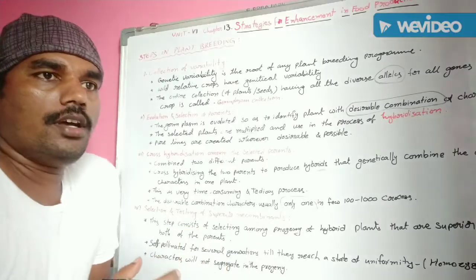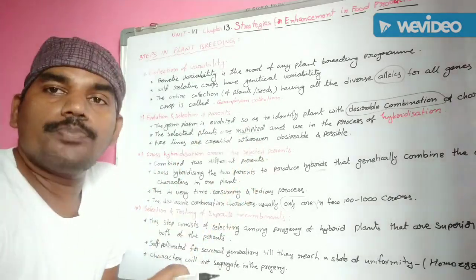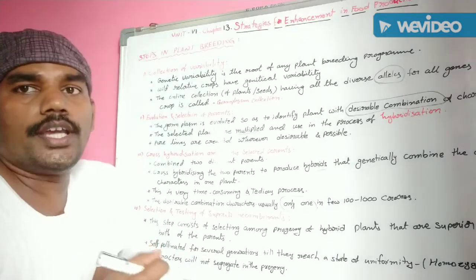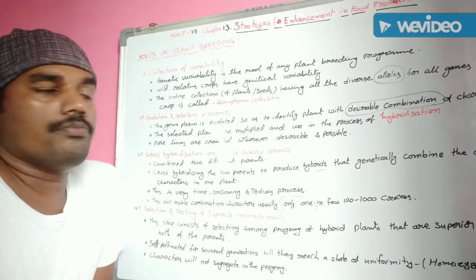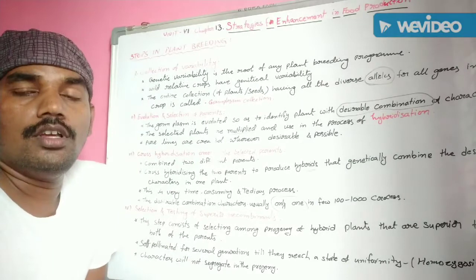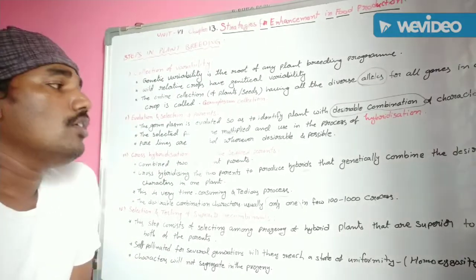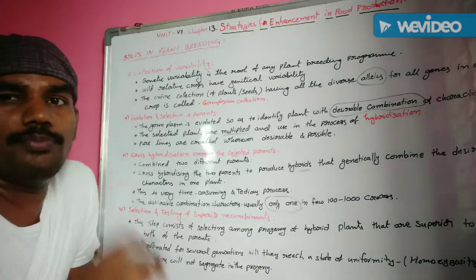Third step in the plant breeding steps, cross hybridization among the selected parents. Okay, you already selected some desirable character containing parental plants, and also hybridization process you are already multiplied. With help of the hybridization, you are multiplied the step of selected parental plants. Okay, in this third step you are cross hybridization among the selected parents.